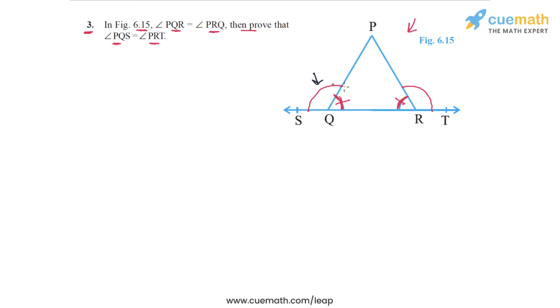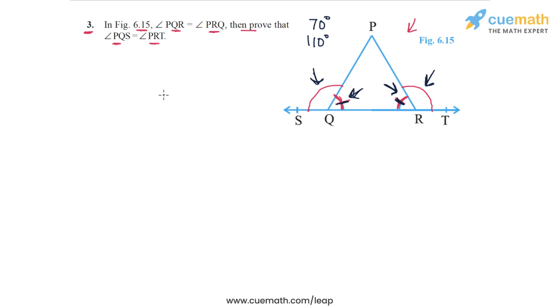The sum of this angle and this angle must be 180 because they form a linear pair. Similarly, the sum of this angle and this angle is also 180. So if these two angles are equal, their corresponding partners in the linear pairs, which is this angle and this angle, must also be equal. For example, if both PQR and PRQ are, let's say, 70 degrees, then their partners in the linear pairs will both be equal to 110 degrees, and hence they will be equal. So this is the basic idea behind the solution to this problem.